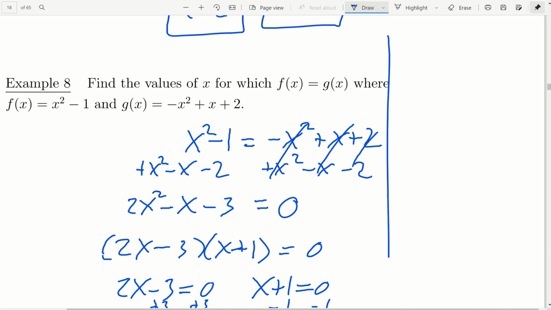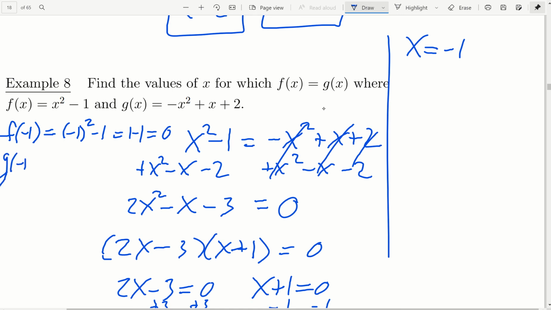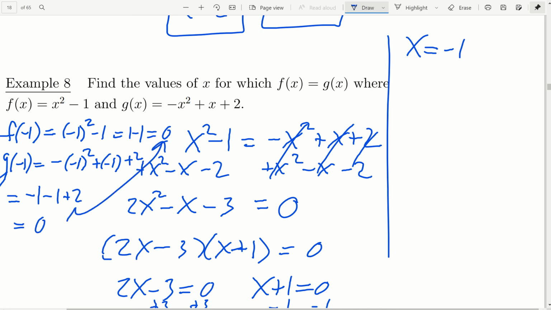We don't have to, but I'll just go ahead and check this. I'll just use, let's say, -1. If I plug -1 in for f, negative 1 squared minus 1 is 1 minus 1, which is 0. So plugging -1 in for f gives us an output of 0. And if we plug -1 in for g, this is the opposite of -1 squared, plus -1 plus 2. That's going to be a positive 1, which changes to a negative, another minus 1, and then a plus 2. And sure enough, that also produces the same output, which in this case just happens to be the value 0.